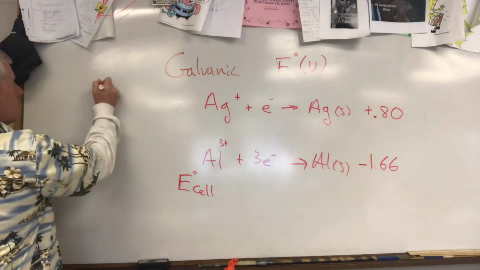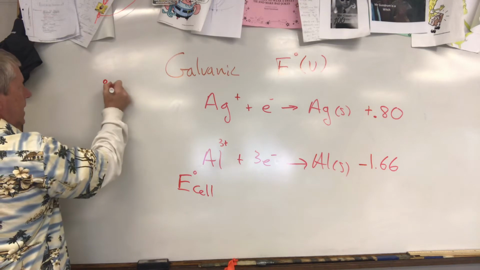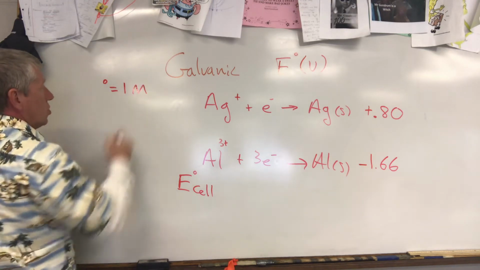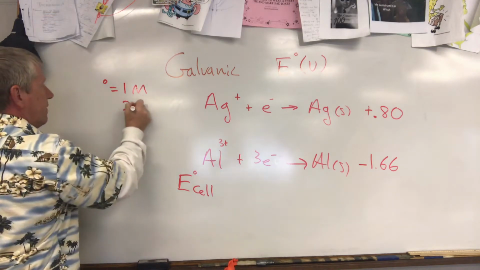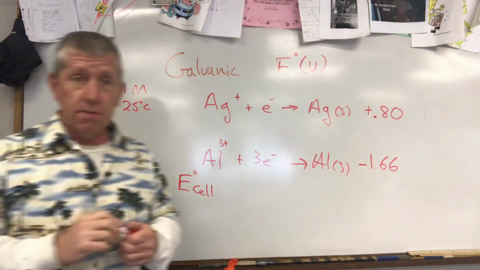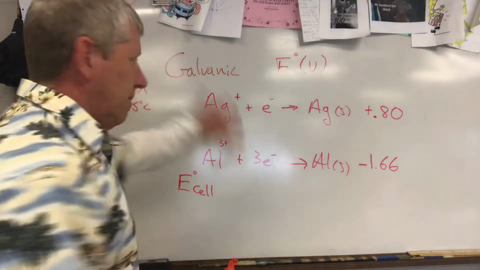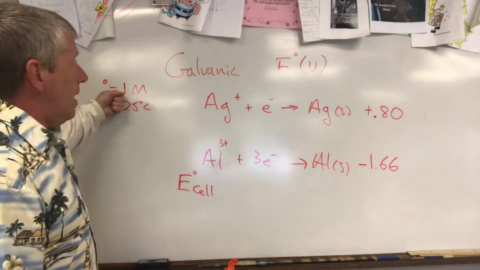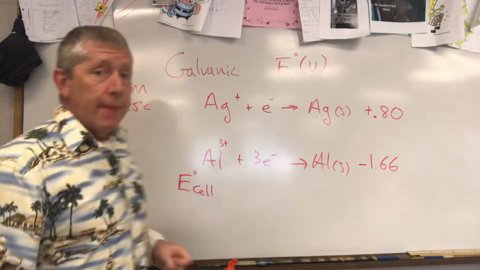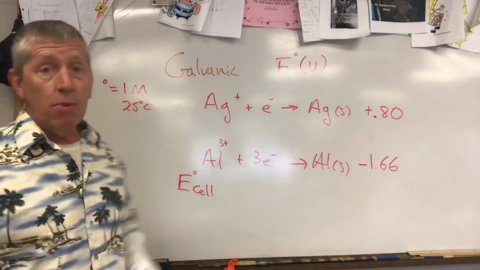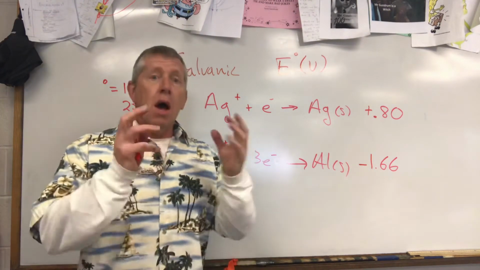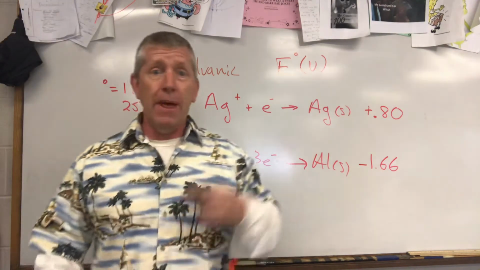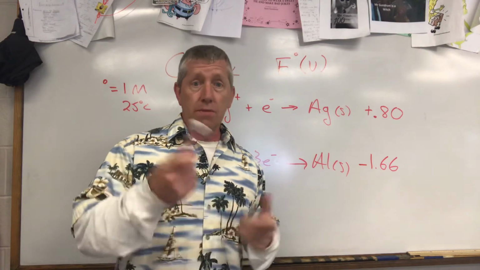I'm going to write that down. Standard conditions equals 1 molar solutions at 25 degrees Celsius. Okay, and 1 atmospheric pressure. That's not going to come into play for this, but those are the standard conditions. And the standard amount of voltage or energy produced on this chart is based upon having a 1 molar concentration of these solutions. If we don't have 1 molar, then we're going to have to do something nifty and cool, which of course we will do.